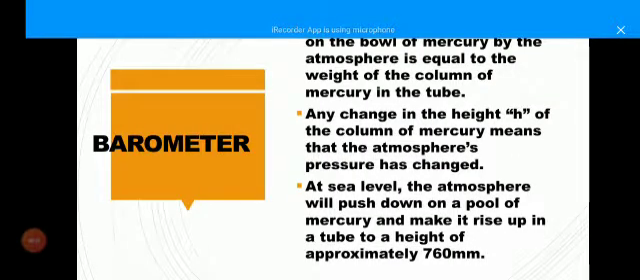So what is going to happen then? The pressure on the mercury in the bowl by the atmosphere is equal to the weight of the column of mercury in the tube. Any change in the height of the column of mercury means that the atmospheric pressure has changed. At sea level, the atmosphere will push down on the pool of mercury and make it rise up in the tube to a height of approximately 760 millimeters.